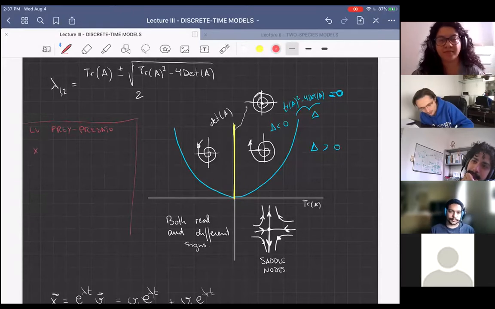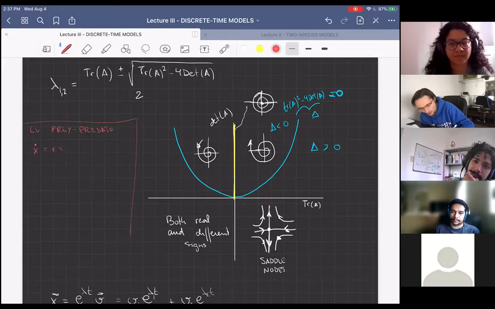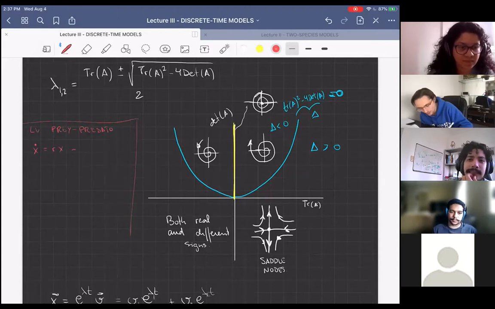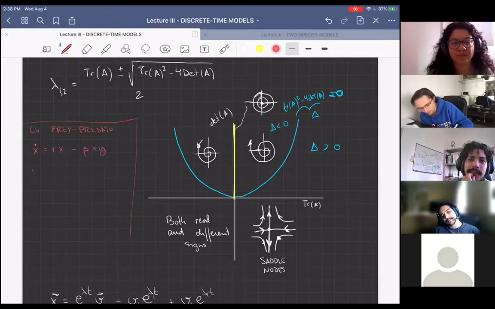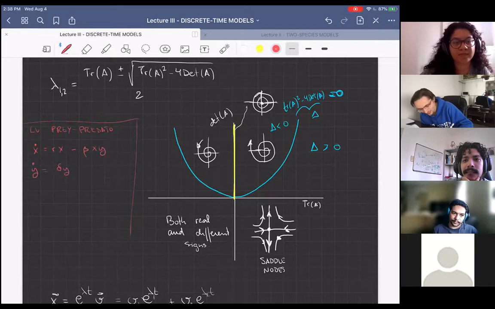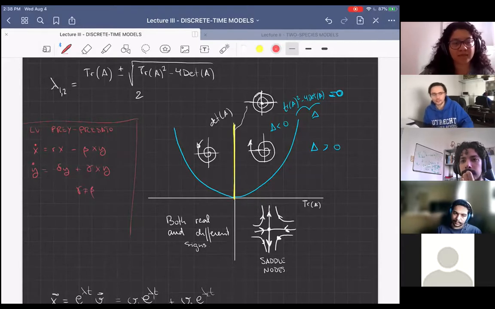If X is the prey, then the change in X is equal to some exponential growth of the prey and some consumption by the predator, and then the predator dies at a constant rate and grows only when there are prey. And in principle, gamma can be different to beta. I think these are the questions.